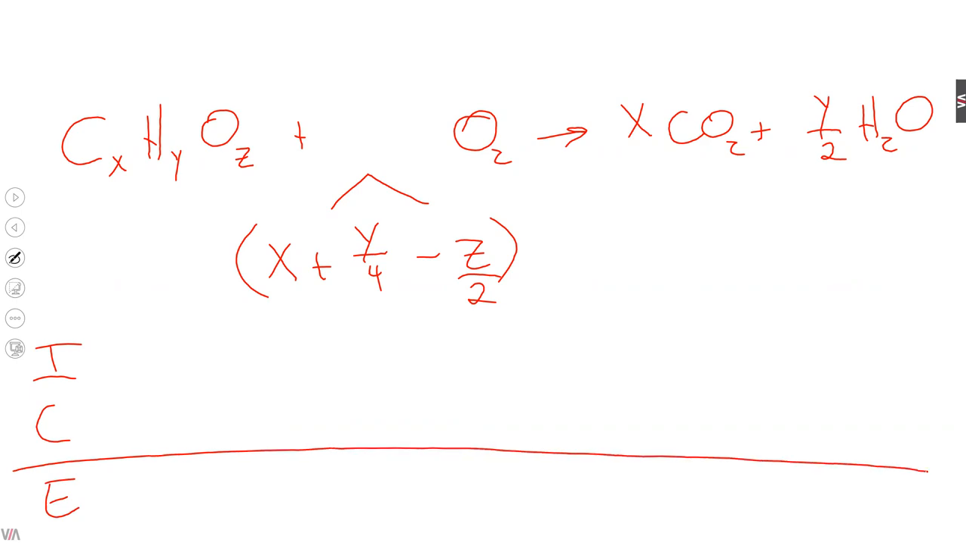So if we leave it, we're actually going to do the math with this right now. I just want to remind you how ice tables and system equations work. Let's say we know we have a certain amount of moles of our starting material here, and we'll just call that alpha. And we have some starting amount of oxygen. I'm just going to put a number to it for the sake of making this usable. Let's just say we've got 15 moles of oxygen. Zero CO2 and zero water.